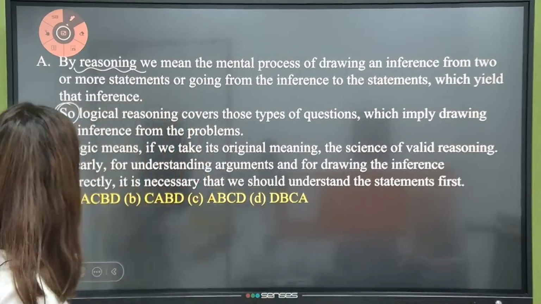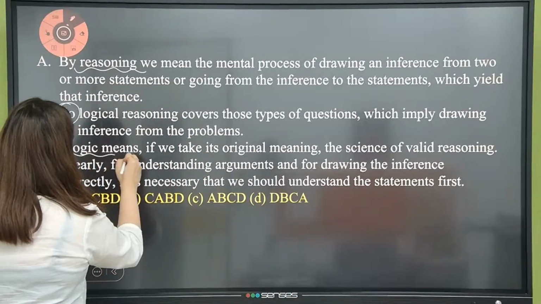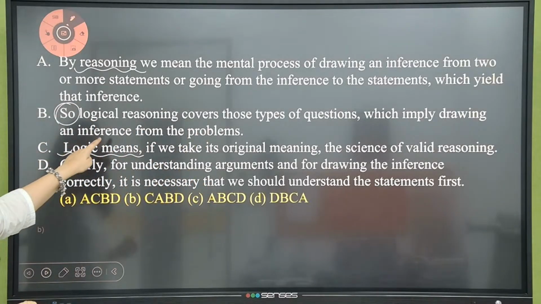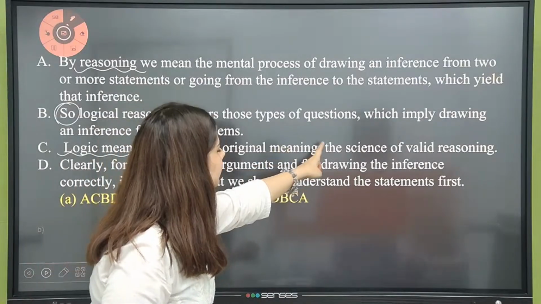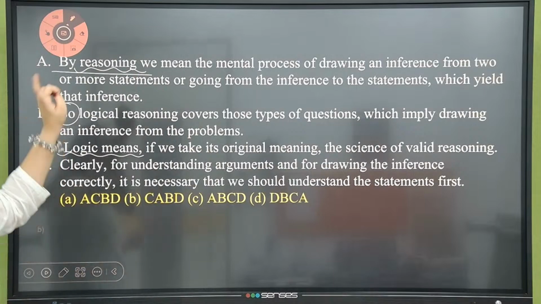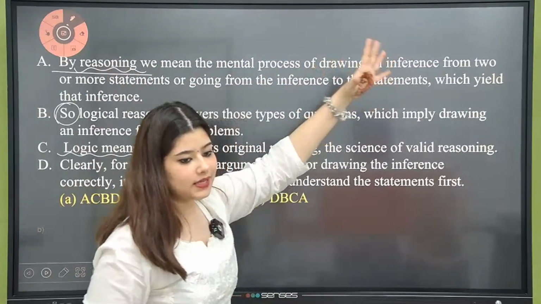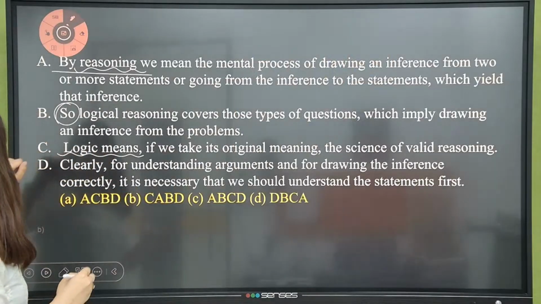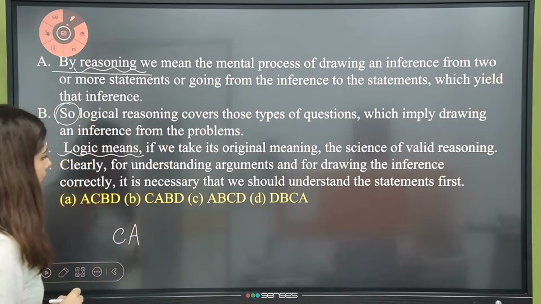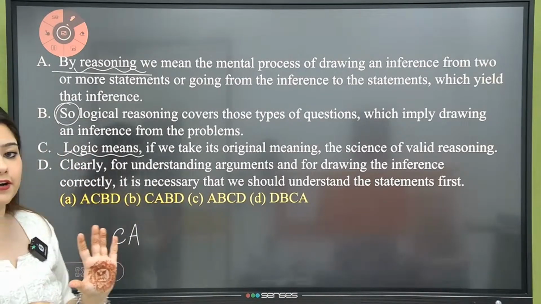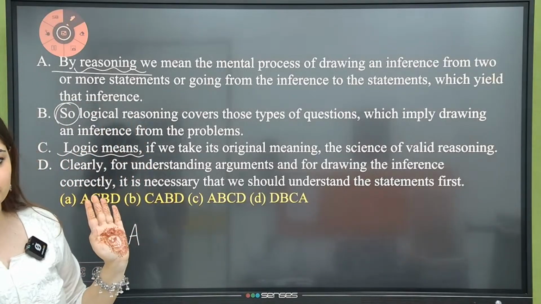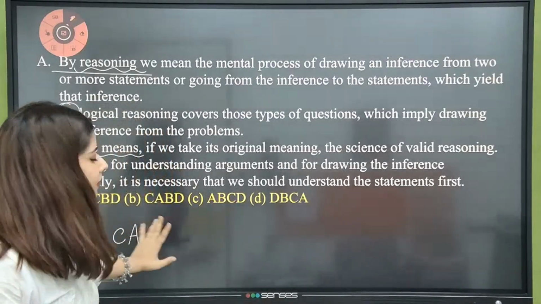It is talking about logical reasoning. So C first introduces or defines the meaning of logic. It says that logic means, if we take its original meaning, the science of valid reasoning, and then A defines reasoning. By reasoning, we mean the mental process, etc. So C first talks about logic, and A then talks about reasoning. So C and A form a mandatory pair here. So if I want to save my time, I look at the options and see which of the options have C and A together in this particular order.